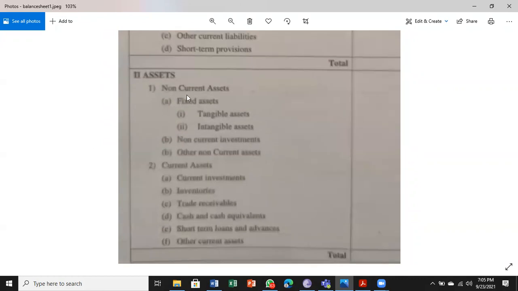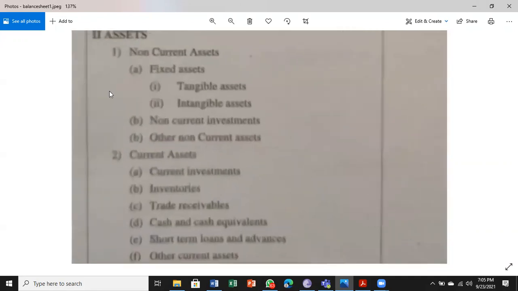The second part in the balance sheet is called as assets. In assets, we have again 1 and 2 part. Part 1 is non-current assets. Part 2 is current assets. So under part 1, you have again A, B, C. So under A, fixed assets. Under that, tangible assets and intangible assets. Then under B, non-current investments. C is other non-current assets.